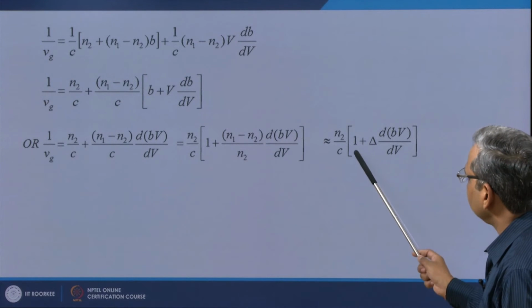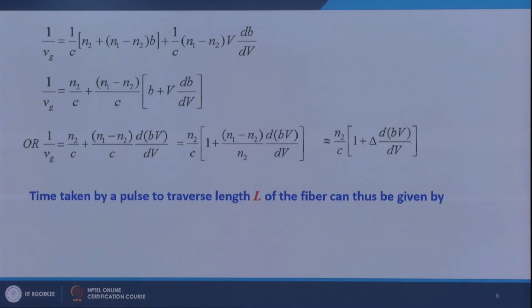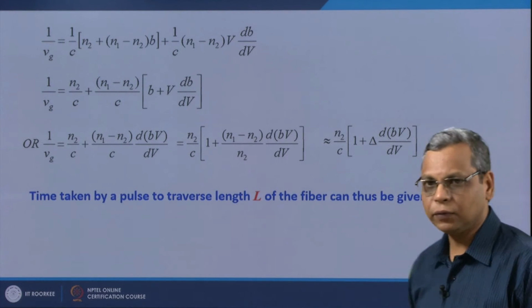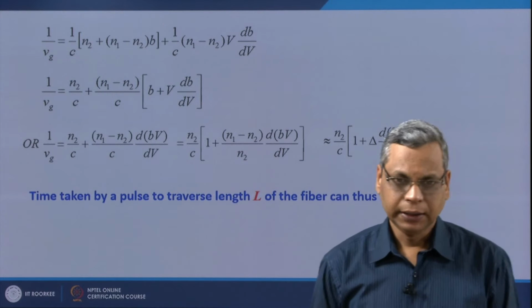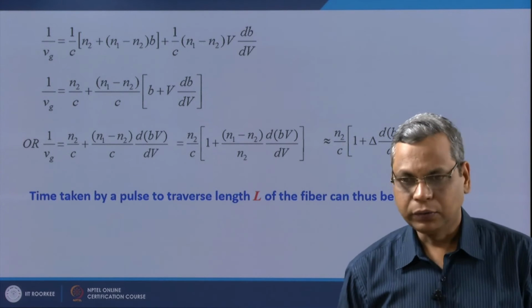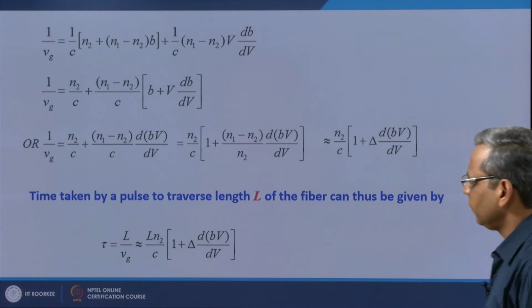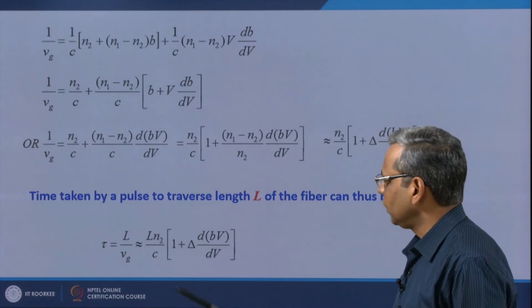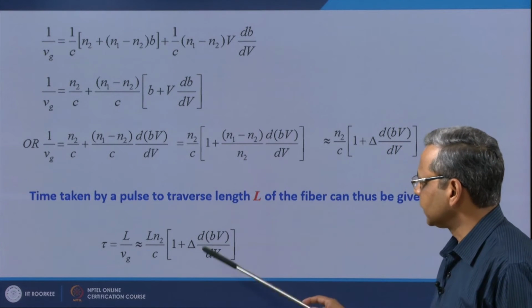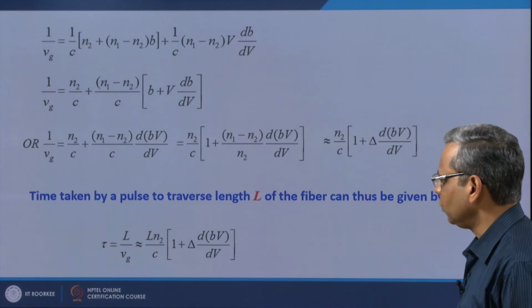So, 1 over Vg becomes this much. Once I have Vg, then I can find out what would be the time taken by a pulse to traverse length L of the fiber, and that would be given by L by Vg, which is equal to L n2 by c times 1 plus delta d(bV) over dV.